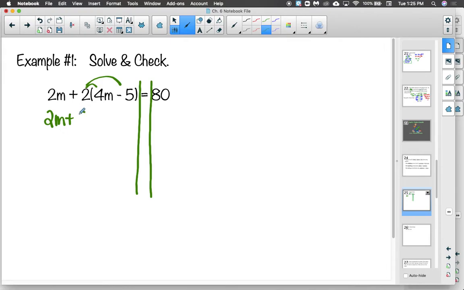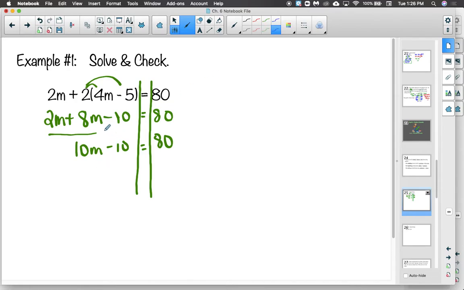2 times 4m is 8m. Positive times a negative is a negative, and 2 times 5 is 10. So I did the distributive property to get rid of my parentheses, but I'm still not simplified yet because I have like terms. So now I have to combine my like terms. 2m plus 8m equals 10m. Bring down the minus 10. Bring down the equal sign. Bring down the 80. Now that has been the completion of my simplify step. No parentheses, no like terms, we're good to go.